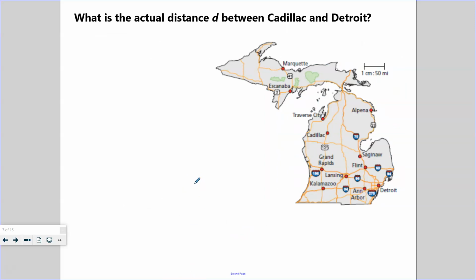All right, so what is the actual distance between Cadillac and Detroit? So here's Cadillac, and here is Detroit. Now what you could do is take this guy right here, cut it out and do your measurements. Okay, there's 1 here, 1 here, 1 here, 1 here. It's not that accurate, so our accuracy would suffer.